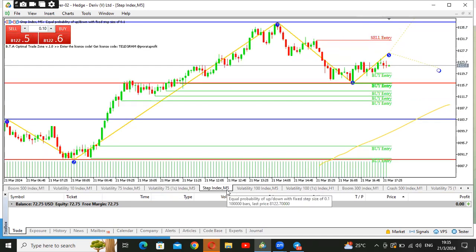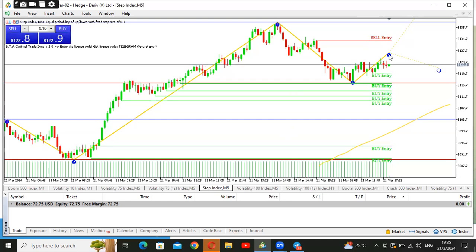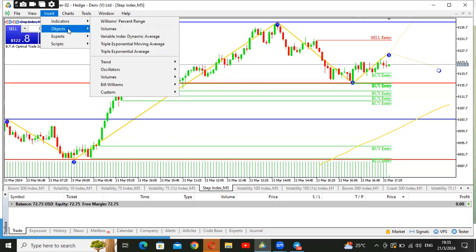All right. So what's happening here? Can you see the Step Index? So Step Index is easy. It usually uses price action and smart money concept. So according to our node, it's saying if it reaches this point, it will sell. So I want to draw a channel.